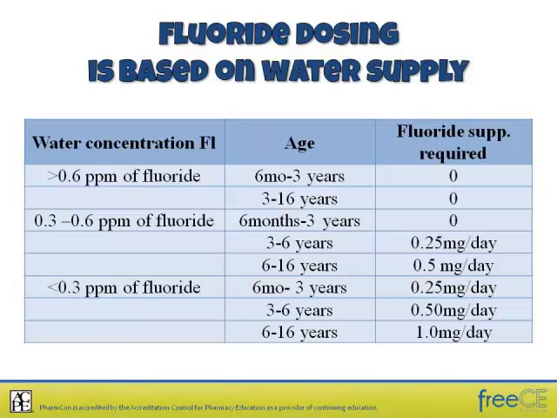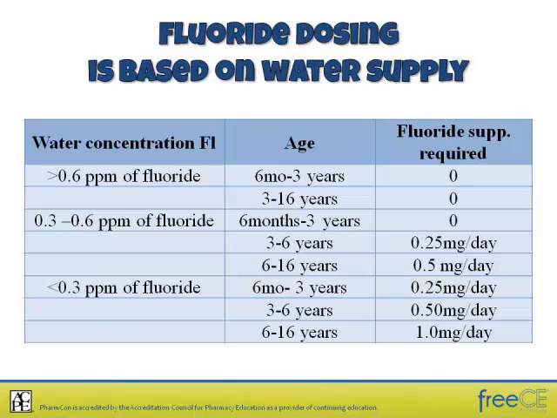If you have a water concentration of fluoride 0.6 ppm or greater, no one gets fluoride supplementation. That's easy. And that's where we are in Tyrone. If the water concentration of fluoride is 0.3 to 0.6, from 6 months to 3 years, they get no fluoride supplementation. 3 to 6 years, they'll get 0.25 milligrams per day. And if the child is between 6 and 16, they get a half a milligram a day.